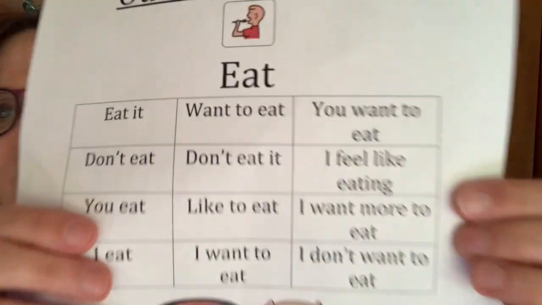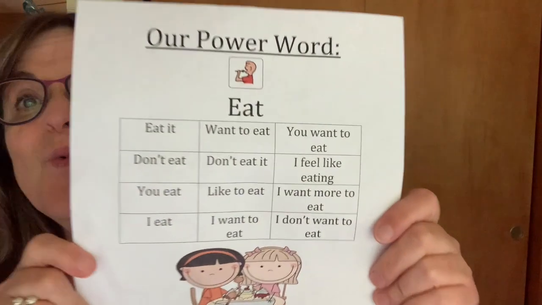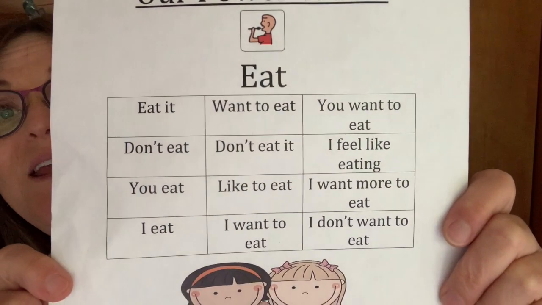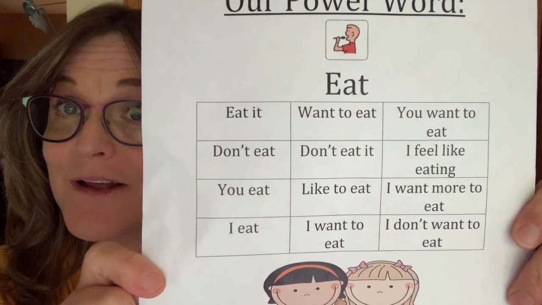Now we are going to practice learning to read and write the word eat. Here's our power word. Eat. Here are also some ways that you can practice the word eat using lots of words on your core board. Let's start writing and reading.